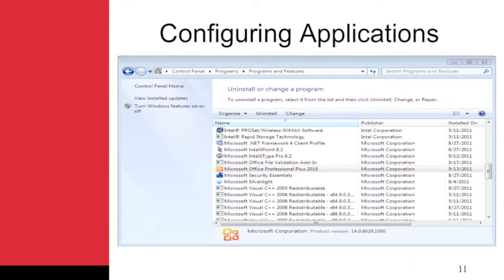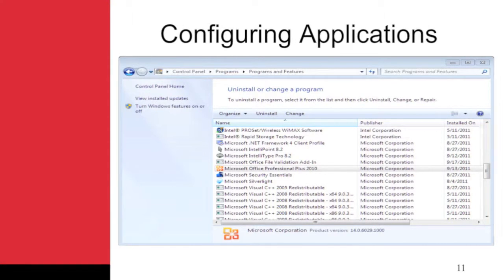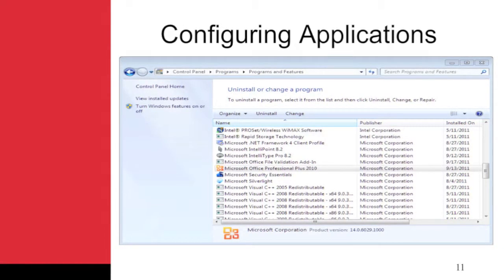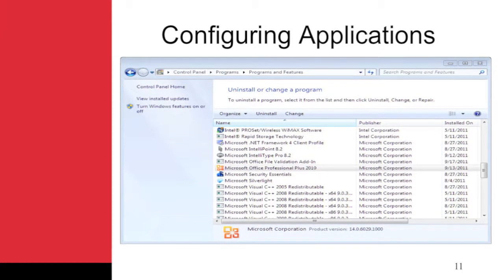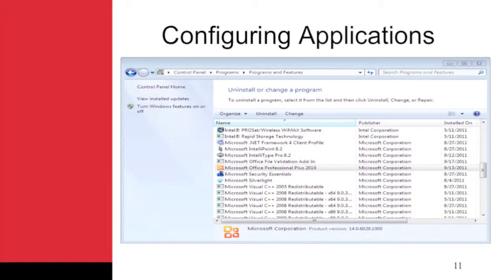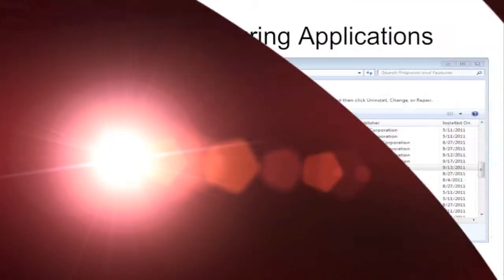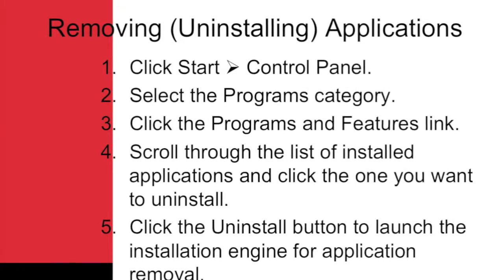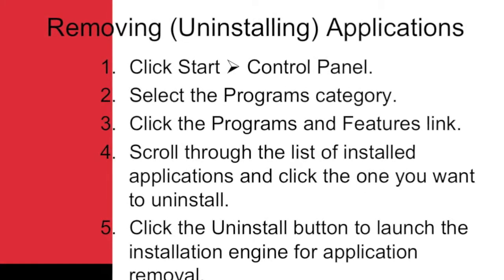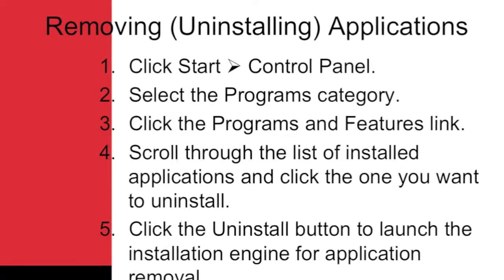After installing an application, you may be able to configure it using the installation engine that was used to install it initially. If the installation engine supports reconfiguration of the installation, you will see a Change button available in the Programs and Features control panel. You can also use the Programs and Features applet to uninstall or remove an application. To remove an application using Programs and Features, follow the steps listed here.